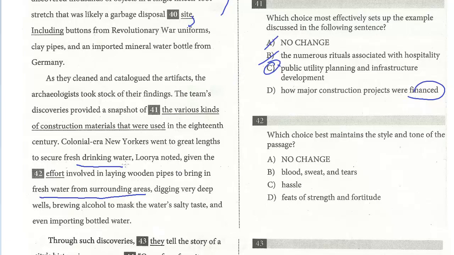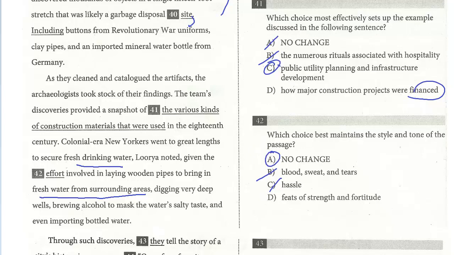Laura noted, given the effort involved in laying wooden pipes to bring the fresh water from surrounding areas. And so this is the style and tone. This is a tone question. So given the blood, sweat, and tears, it is not consistent. It's kind of colloquial. Given the hassle, again, it's kind of casual. The feats of strength and fortitude, that's a little extreme. It's not consistent with the tone. It's just the effort. This one is no change for number 42.